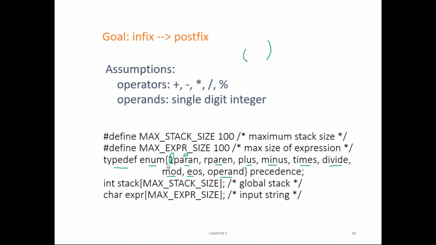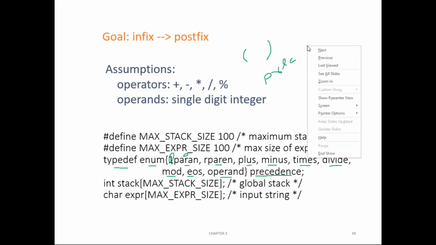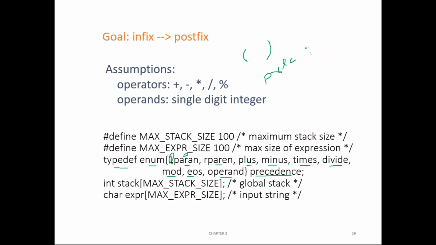And for this we are creating a user defined data type called precedence. Precedence is the name of the data type. You can create a variable for precedence. If I create a variable p for precedence, then p can hold any one of these values. P can hold either left parenthesis or right parenthesis or plus or minus, whatever it may be. Accordingly, that number p will be holding. So this is how this works, right?